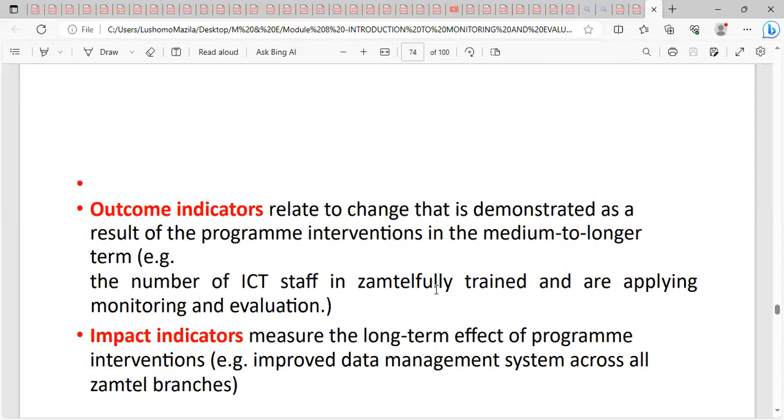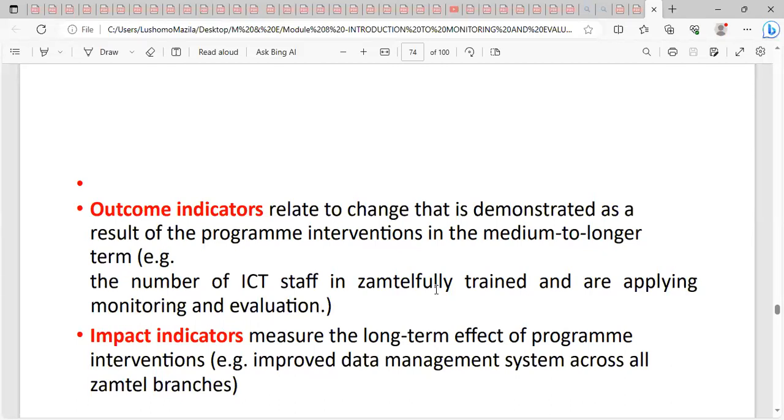So for example, the number of ICT staff in Zamtel fully trained and applying monitoring and evaluation. Are we getting that one? Yes. How would we put the indicator for you who have been trained in this course for monitoring and evaluation? How would we say? Do you have an idea?